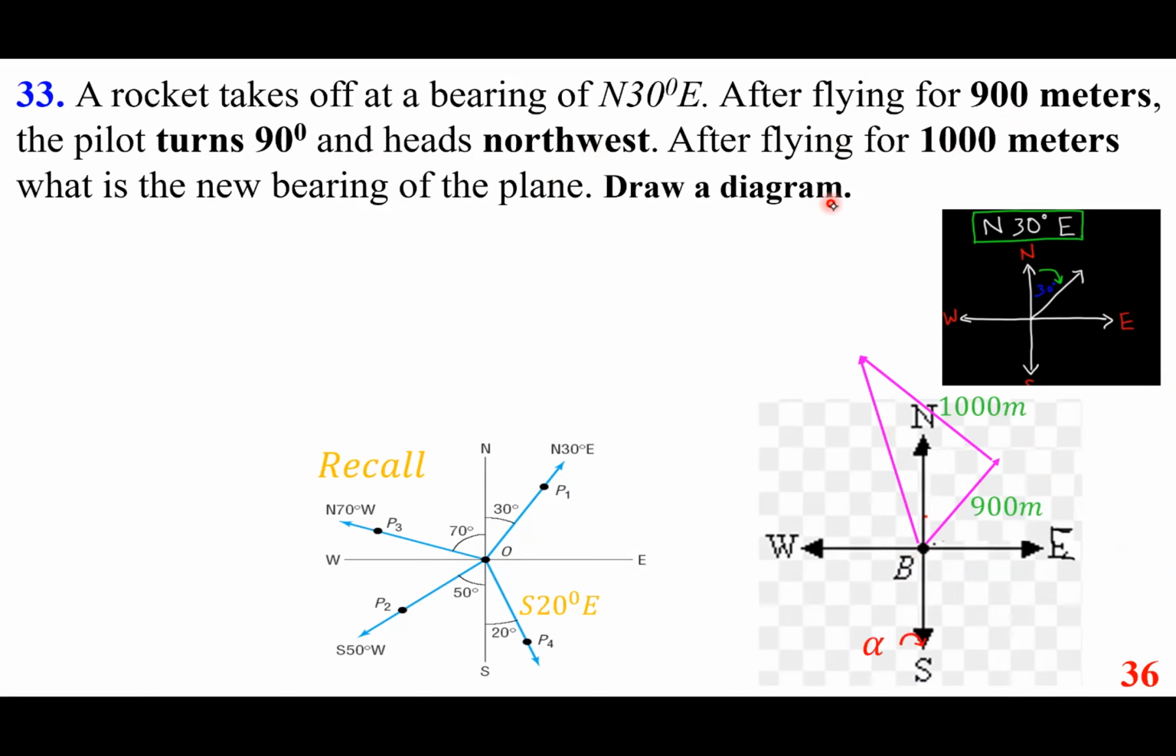That's the diagram. If this angle is, we call it alpha, then what is the direction? North, alpha, west. So we need to find this alpha. So let's go through that. Everybody understands what we need to do. So having said that, this angle is theta, and this is a 90-degree angle.